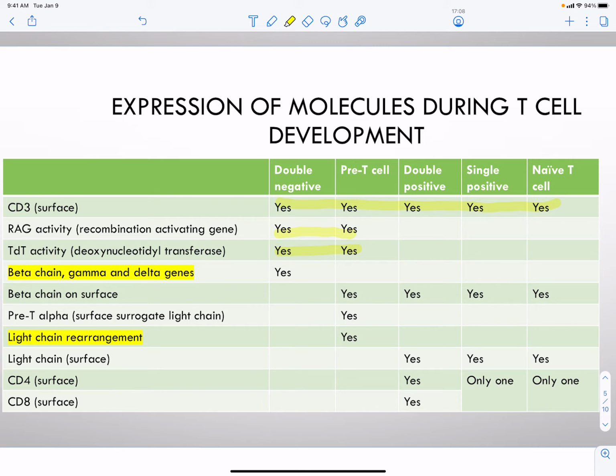You have beta, gamma, and delta genes that are going to turn on first. The beta gene will go to the surface and be at the surface for the remainder of the life of that T cell. The alpha chain rearrangement occurs after you get a successful beta chain rearrangement, and after you get a successful alpha chain, you get expression on the surface for the life of that T cell. During the double positive stage, you have both CD4 and CD8. On the single positive, they have to make a choice: are they going to be CD4 or are they going to be CD8?